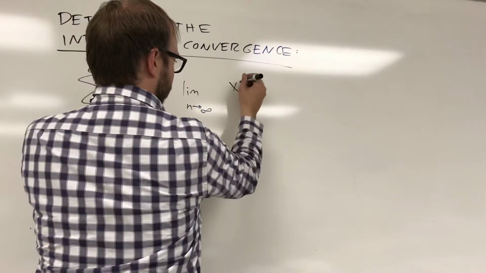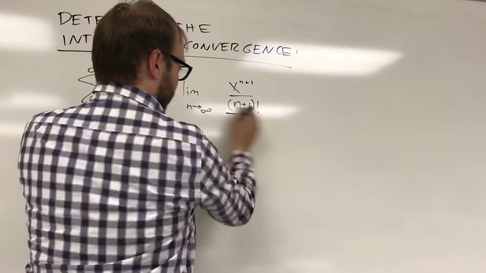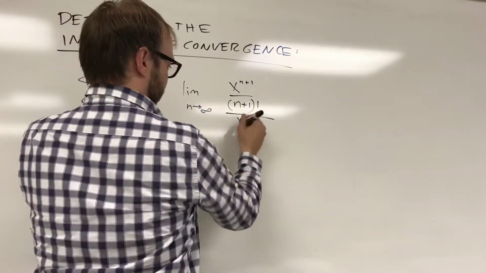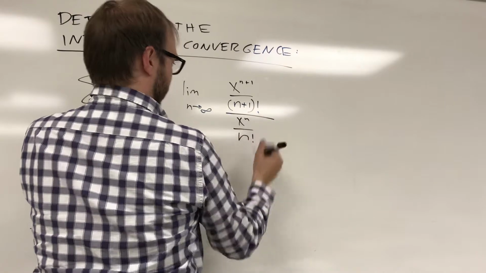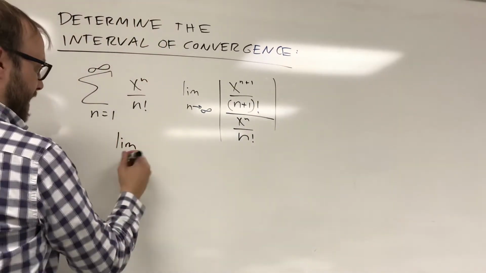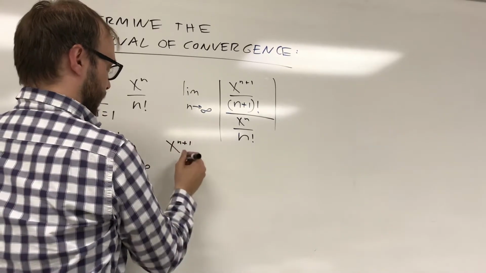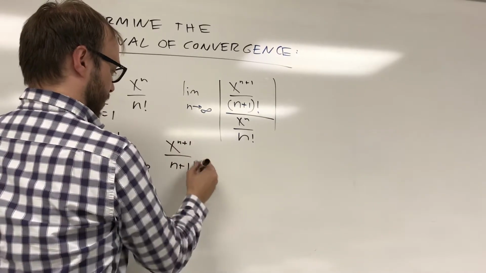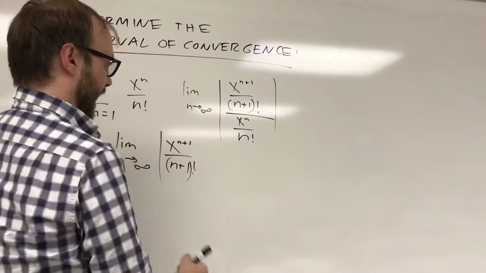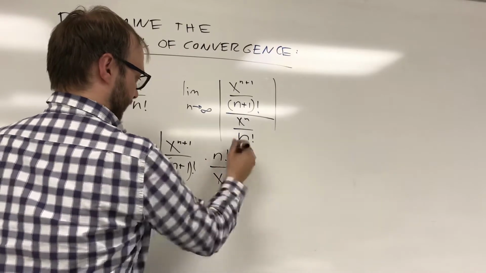So it would be x to the n plus 1 over n plus 1 factorial divided by the nth term, which is x to the n over n factorial. We're taking the absolute value of that whole thing. That's the same thing as the limit as n approaches infinity of x to the n plus 1 over n plus 1 factorial. And then you're multiplying by the reciprocal. So you've got an n factorial and you've got an x.